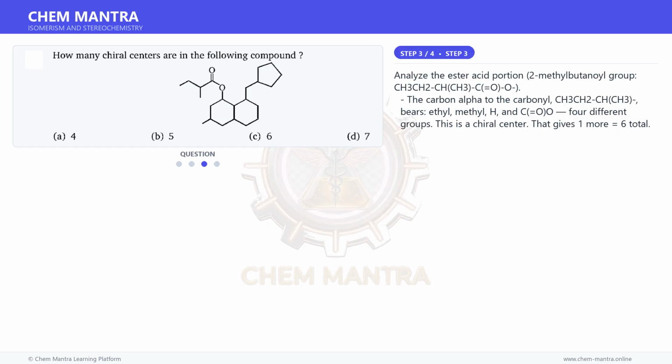Analyze the ester acid portion, the 2-methylbutanol group, CH3CH2CH(CH3)C=O, O. The carbon alpha to the carbonyl, CH3CH2CH(CH3)-, bears ethyl, methyl, H, and C=O, O. 4 different groups. This is a chiral center. That gives 1 more, equal to 6 total.